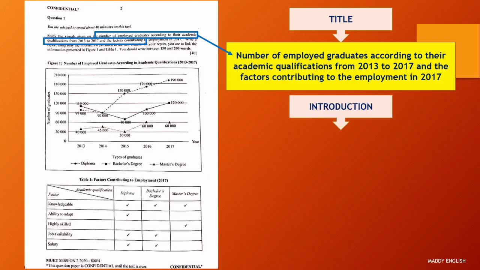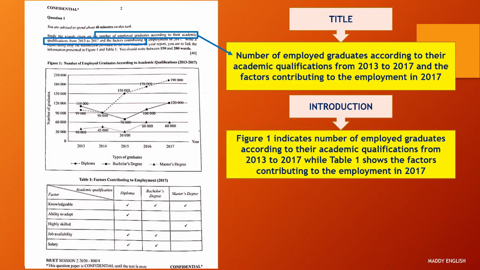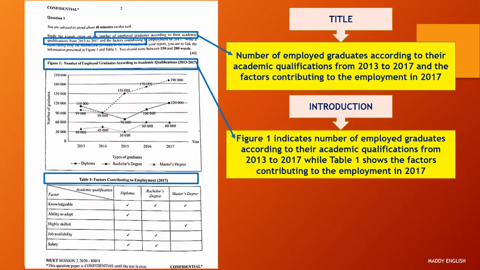Next is the introduction. When you present the introduction, you can find the introduction from the title. Write down what Figure 1 indicates, presents, or shows. They are to be written in present tense. Ensure that you mention the year clearly for both the figure and the table, because they have different years.